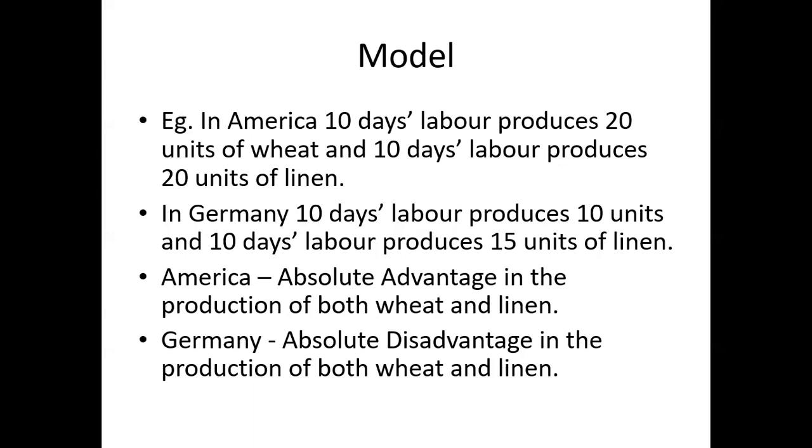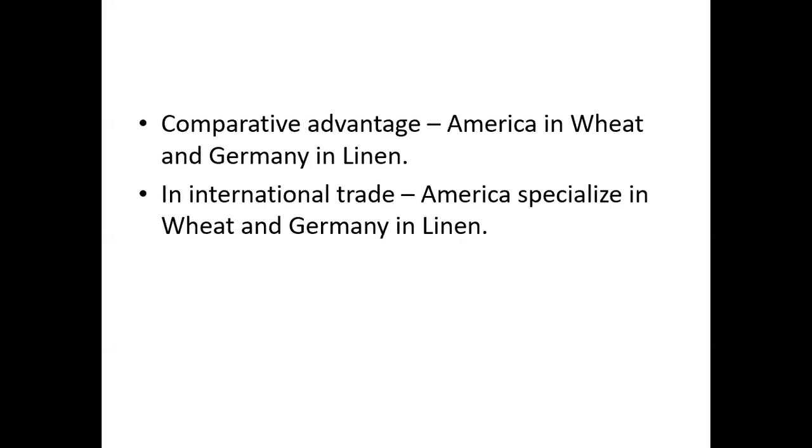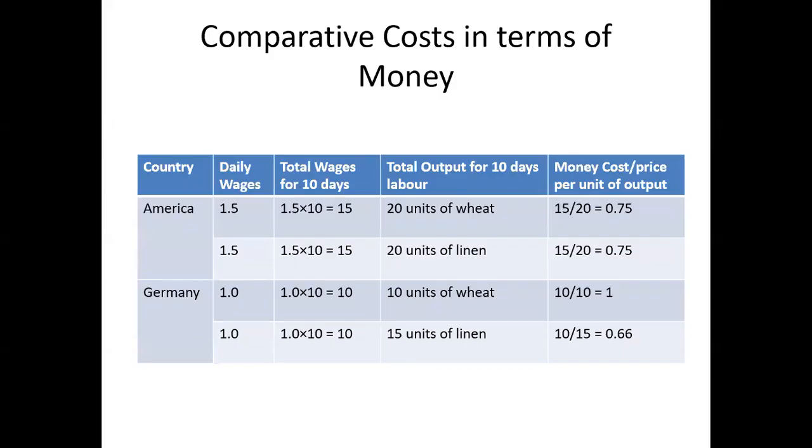So when both the countries enter into trade with each other, America will specialize in wheat and America will export wheat to Germany. And Germany will specialize in linen and Germany will export linen to America. So in international trade, America will specialize in wheat and Germany will specialize in linen. To convert this real cost example to money cost, we assume that the daily money wage in America is $1.5 and in Germany it is $1. On this basis, we get the monetary position that is explained in this table.